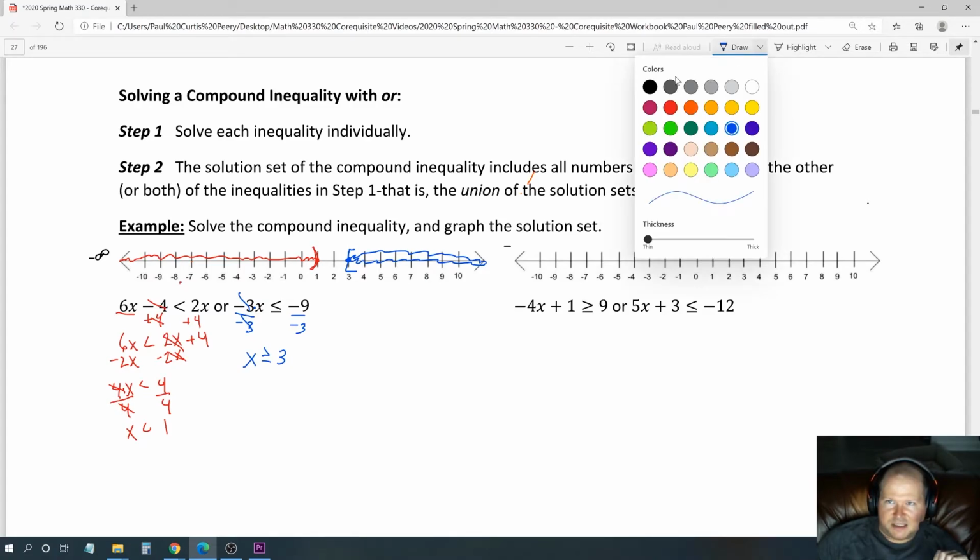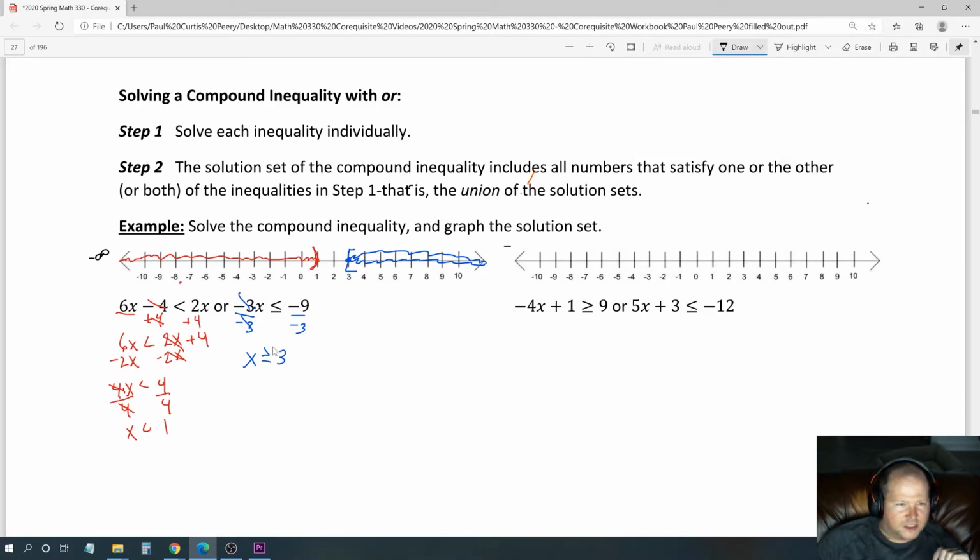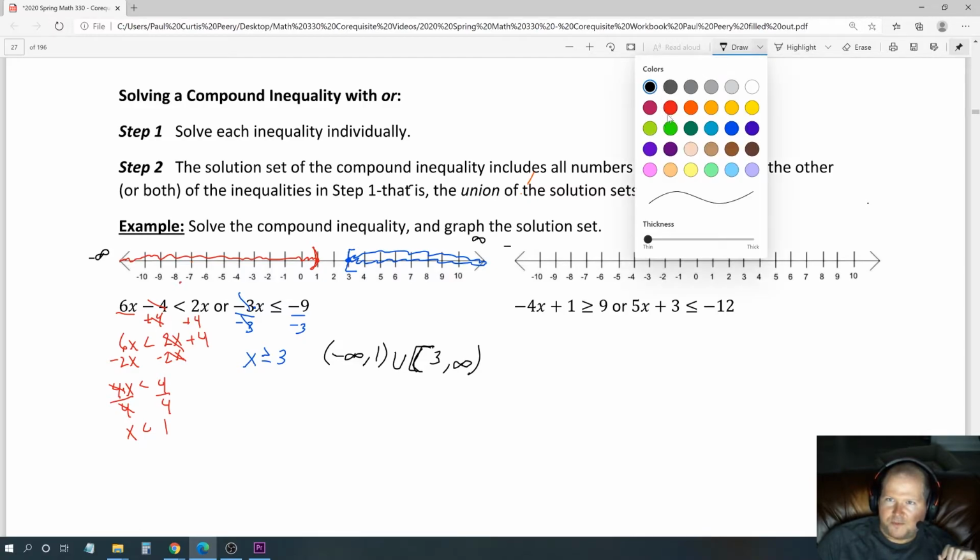Now, because we are doing a union or situation, we want to include everything that we can, as much as possible. In this case, we include all of the red, which gives us negative infinity to 1, both in parentheses. I'm going to use the union symbol, and then go over to a bracket, which is a positive 3 to infinity, with a parenthesis at the end, because it's understood that if it goes off to the right forever, there's a positive infinity over there. Okay, let's try another one.